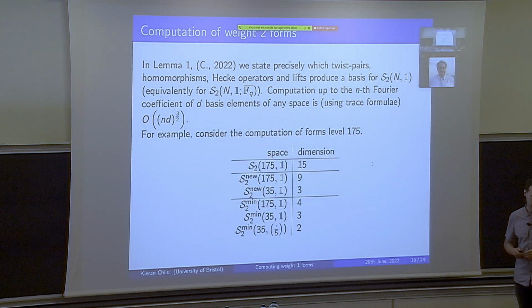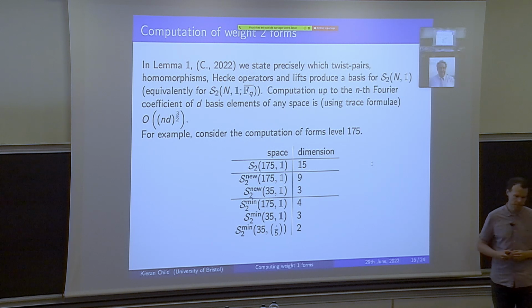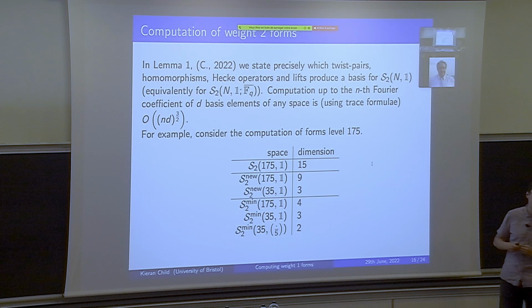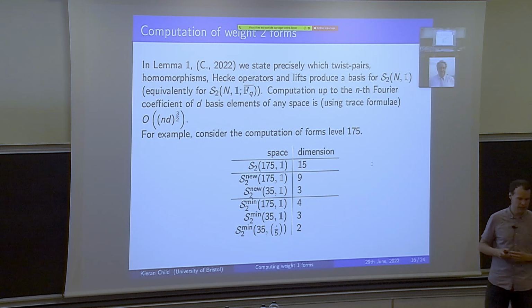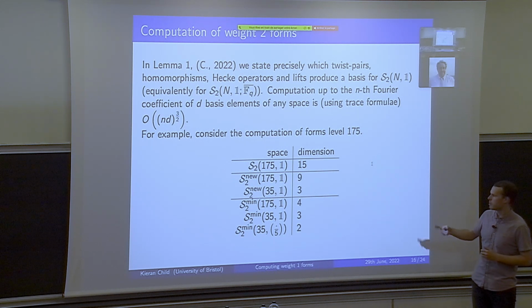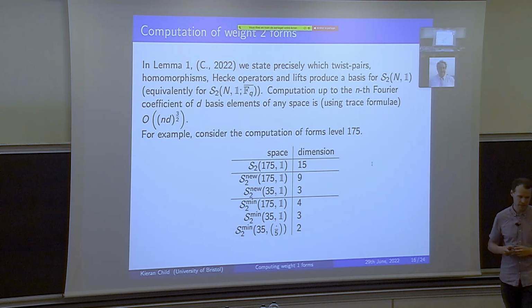And here's an example, level 175. So this picture gets even better the higher level you go, but I picked a low one as a nice example. The full cusp form space is going to be dimension 15. The 2 relevant newform spaces, 9 and 3. And then the twist minimal spaces which are relevant. So these are twist minimal spaces with twist minimal character. Notice that we only have to even compute 2 different characters. It is going to be a much better computation.